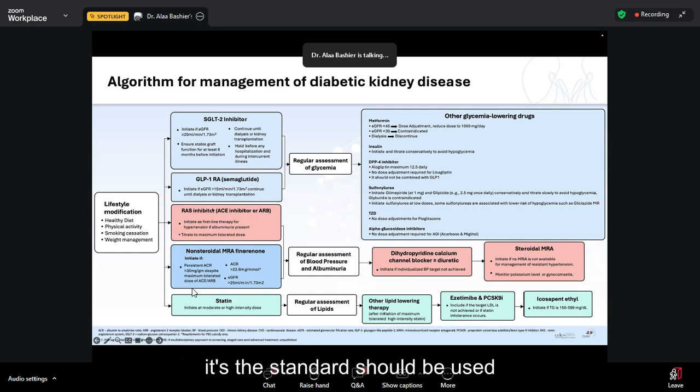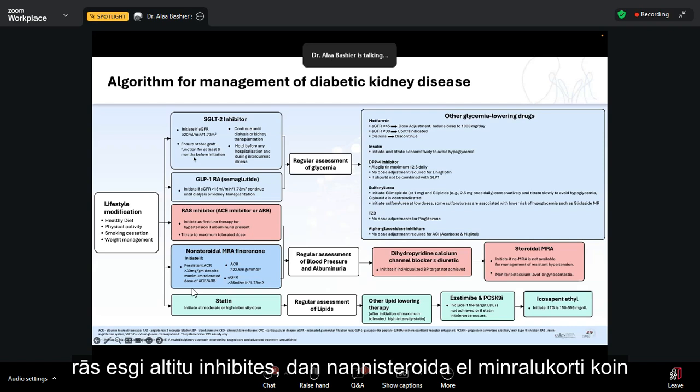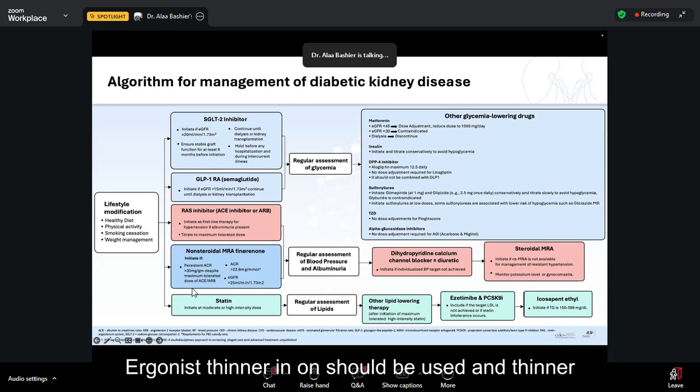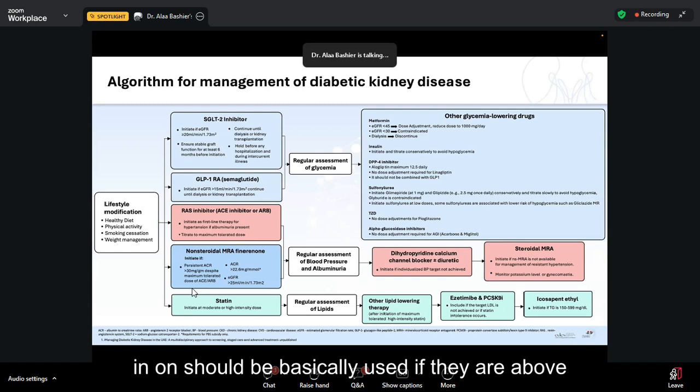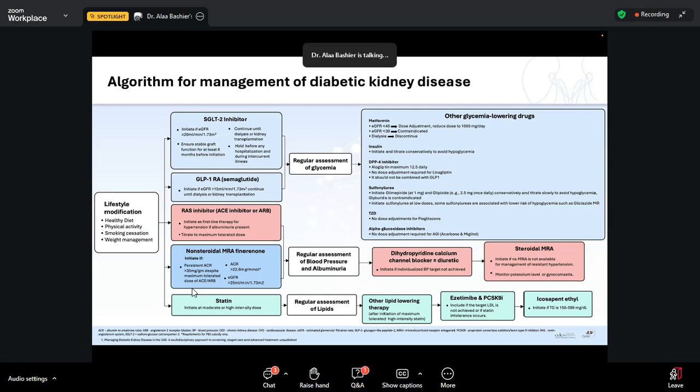Whenever there is diabetic nephropathy, RAS blockers are the standard, should be used at maximum tolerated doses, and then you add on other medications. After the use of RAS and SGLT2 inhibitors, then the non-steroidal mineralocorticoid antagonist finerenone should be used, and finerenone should be used if the eGFR is above 25. We can use it simultaneously, and you will get to know the evidence later.